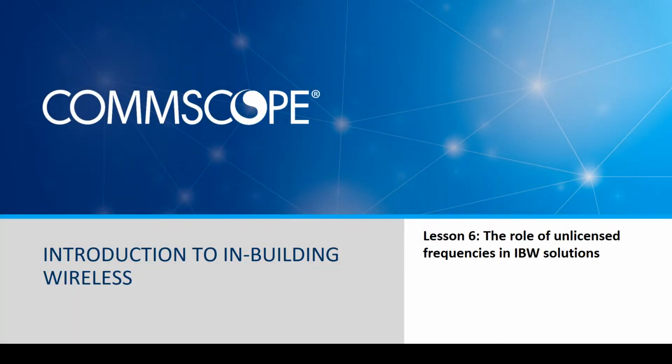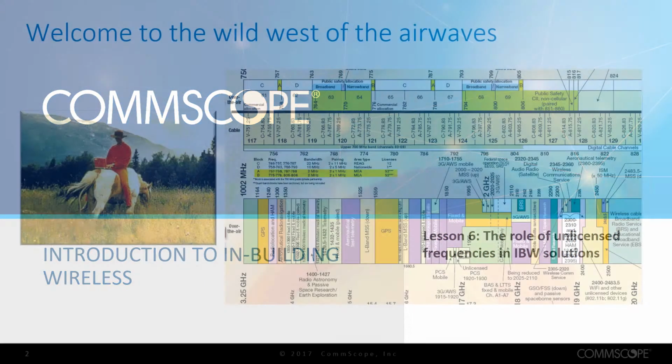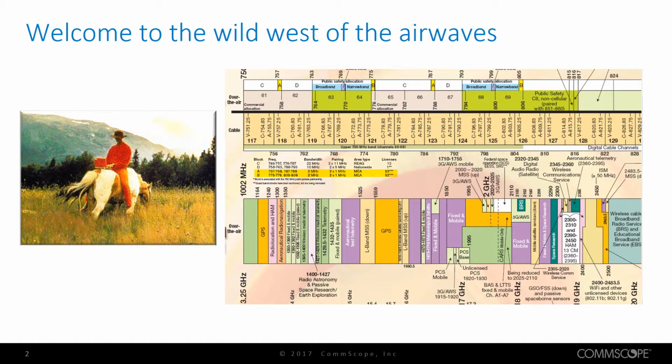Lesson 6 takes a look at the role of unlicensed frequencies in IBW solutions. It may surprise you to learn that in an industry as heavily regulated as wireless communications, there exist several commonly used technologies that use unlicensed, that is, unregulated, parts of the RF spectrum. Choosing to put part of your IBW solution on these unlicensed bands can be an economical way to extend coverage quickly, but they do come with some significant limitations.